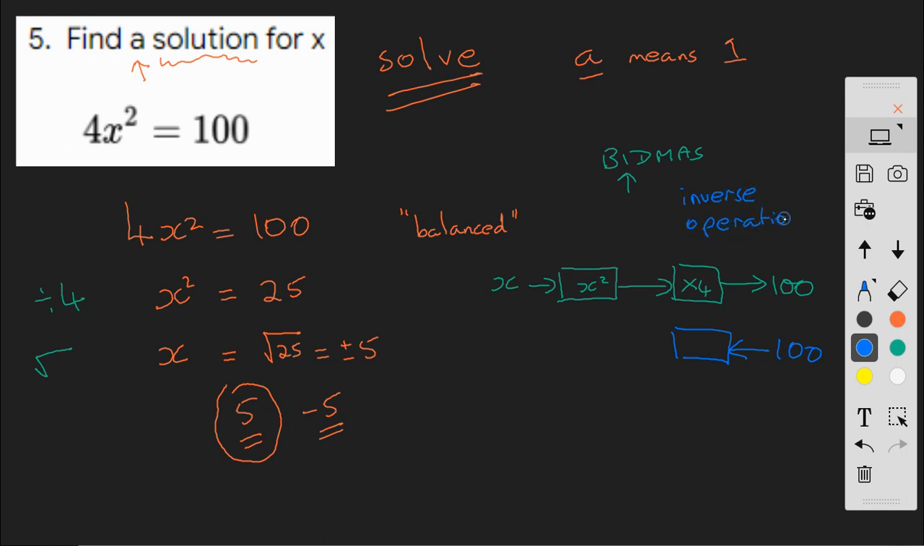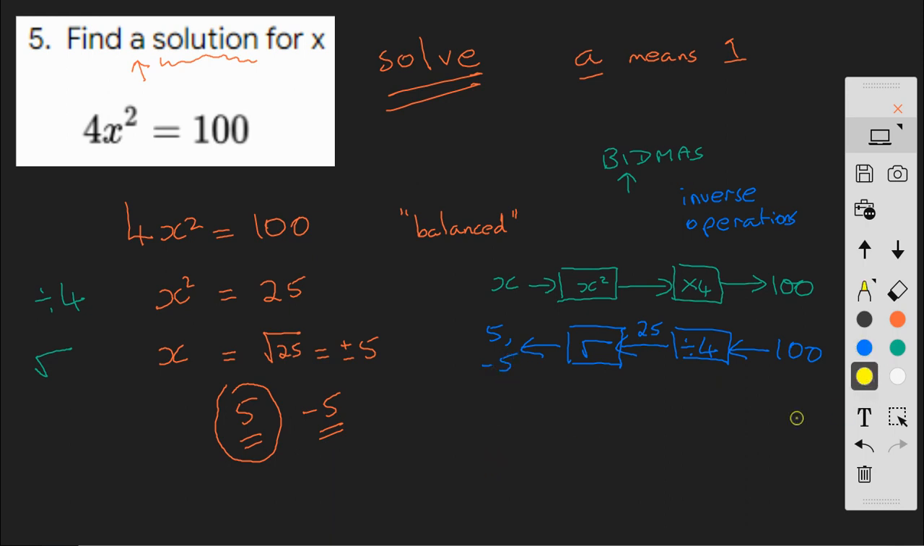Now, with our number machine, we solve things by putting this machine into reverse and using inverse operations. And you should remember that the inverse of multiplying is dividing. So the inverse of multiplying by 4 is dividing by 4. So here we go, 100 divided by 4 is 25. And not surprisingly, we're following the same steps that we did over in the algebra here. Inverse operation of squaring is to take our square root. So square root of 25, 5, or negative 5.